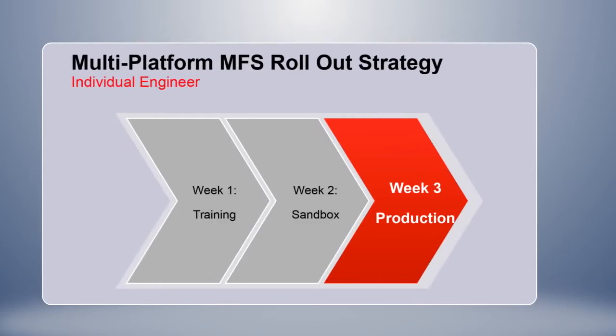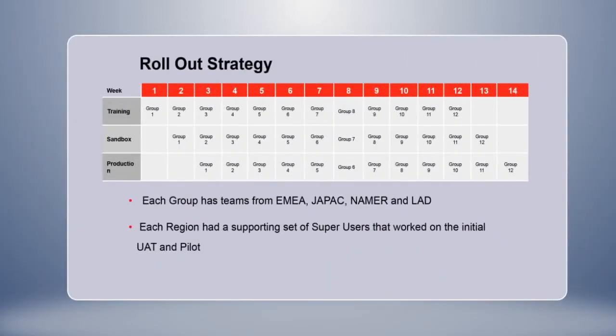The way we implemented it, for each engineer, they had 1 week of training, 1 week of sandbox time where they could play with the application, and in the third week, they went live. We scheduled this into 14 groups, and the groups were distributed around the world. So each group had engineers from Europe, Japan, North America, and Latin America. Each region had a supporting set of super users that also worked on the user acceptance test and pilot. So we were able to implement around the world all at the same time instead of going country by country.